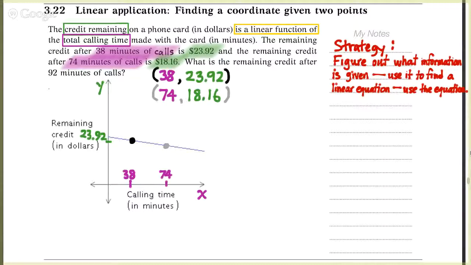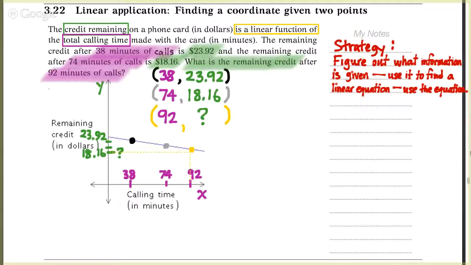And then they ask the question. So they give us the task that they want us to do. What is the remaining credit after 92 minutes of calls? So that 92 minutes of calls is again a value for x, and it's a known value for x, right? It's a specific number. And they're asking, when x has that value, what is the remaining credit? What is the value for y? So it's a known x value and an unknown y value. So if we can locate the coordinates of that mysterious point, where the x-coordinate is 92 and the y-coordinate is unknown, then we will have answered this question.